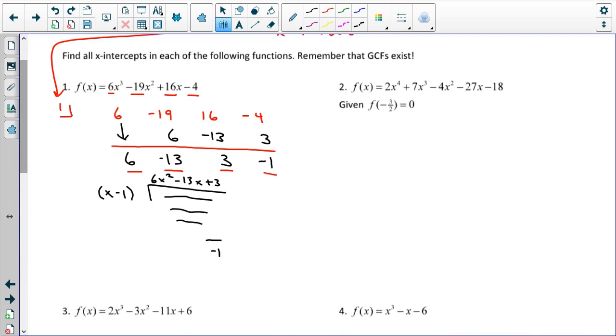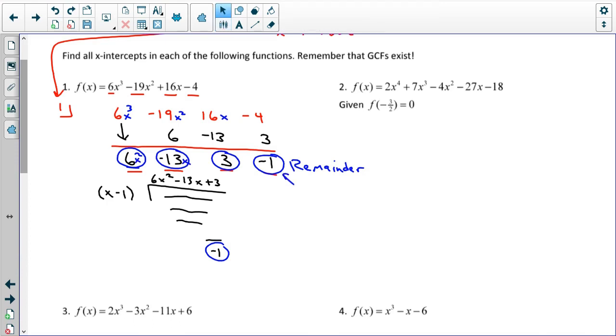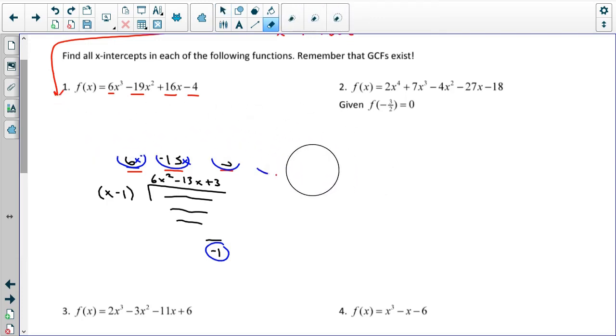This number is my remainder, just as it was in the long division video. 6x squared minus 13x plus 3. So essentially what happens is this was an x cubed, this was an x squared, this was an x, and this was a constant. Everything loses a power. So this essentially becomes x squared, this becomes x, this becomes the constant, and then this becomes the remainder. So that's kind of what it looks like in synthetic division. Now I'm going to show you what happens when it works.